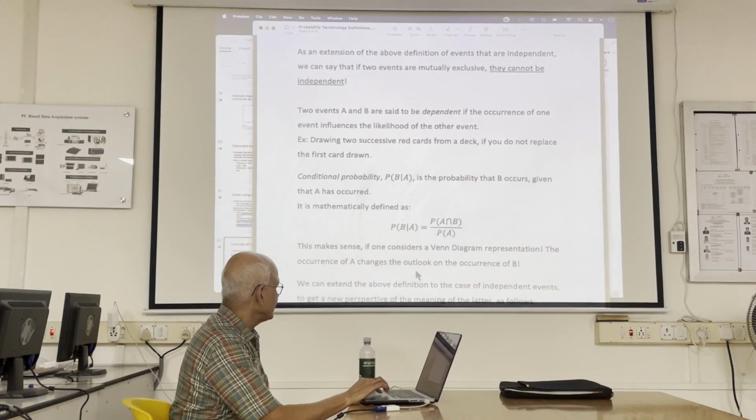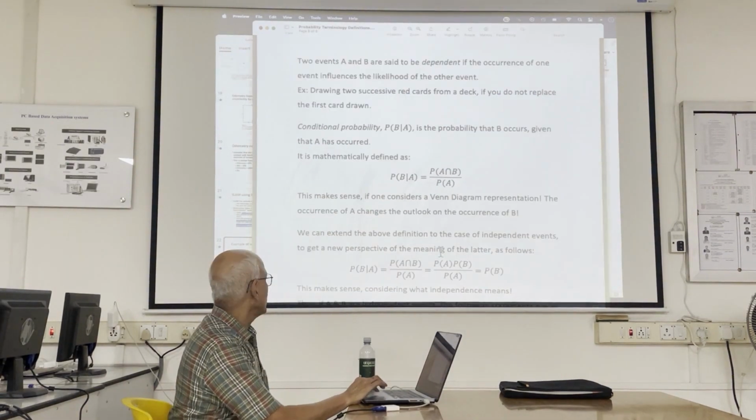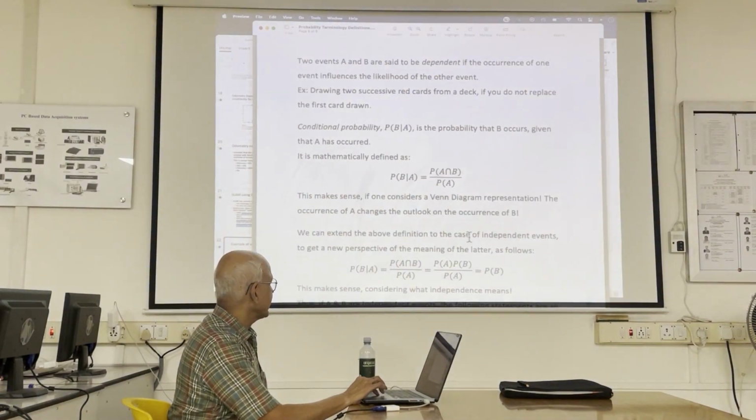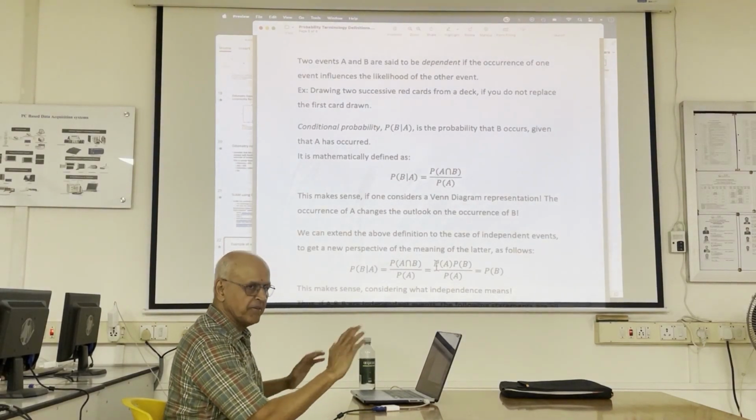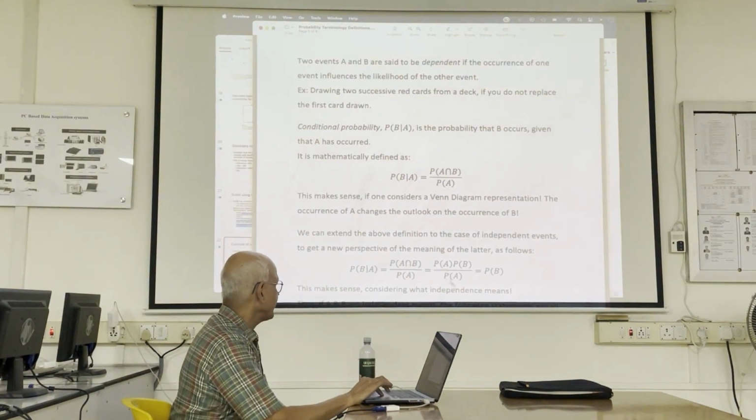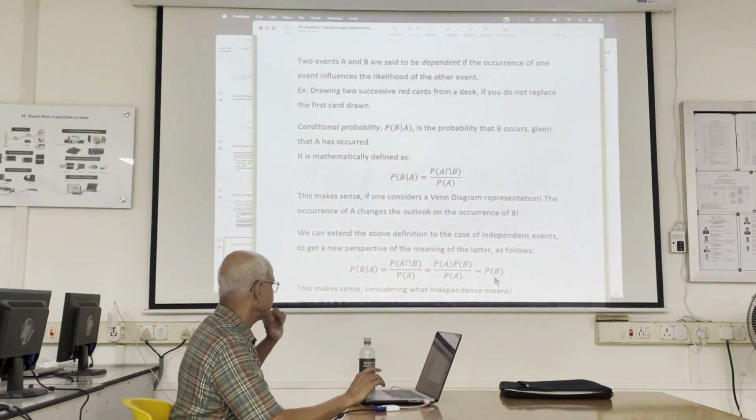The occurrence of A changes the outlook on the occurrence of B. So we can extend the above definition to the case of independent events. This is the definition, but we know for independent events the probability of the intersection is the product of the separate probabilities, and then P of A cancels, giving you P of B. Let's go through that again.